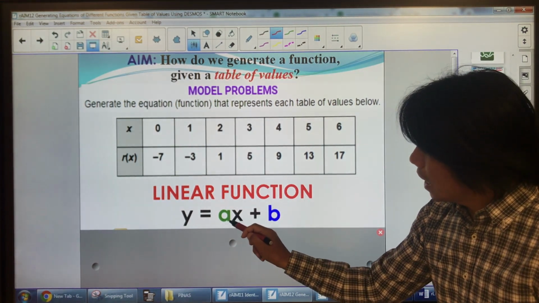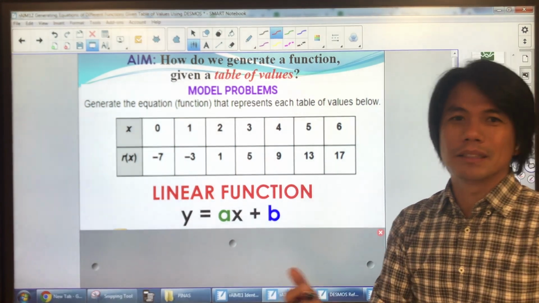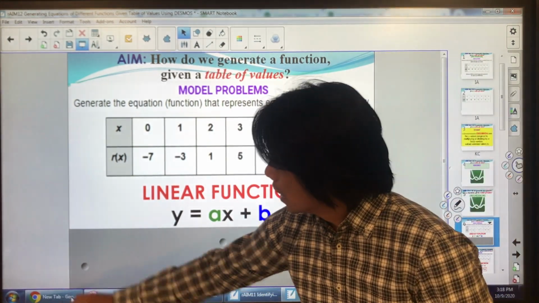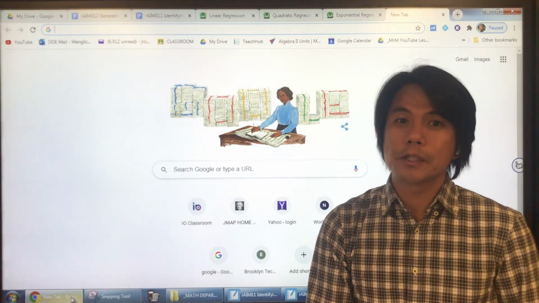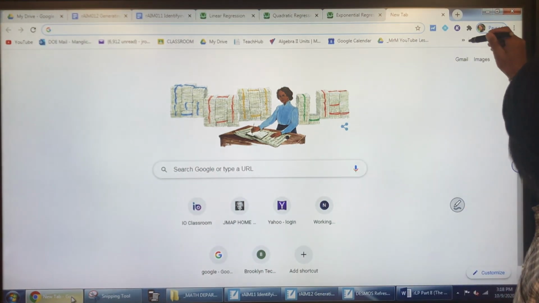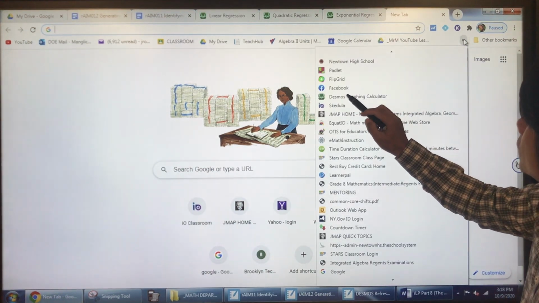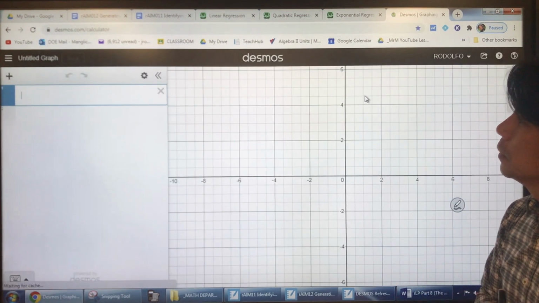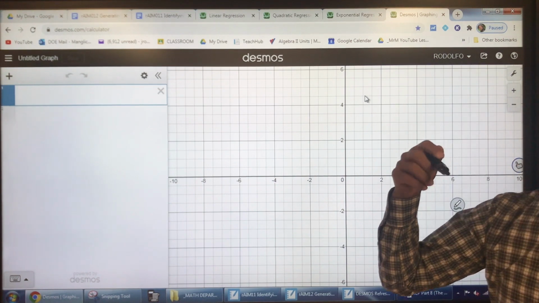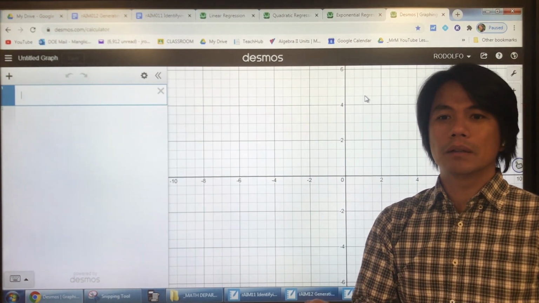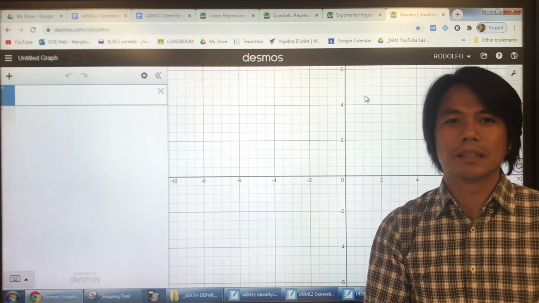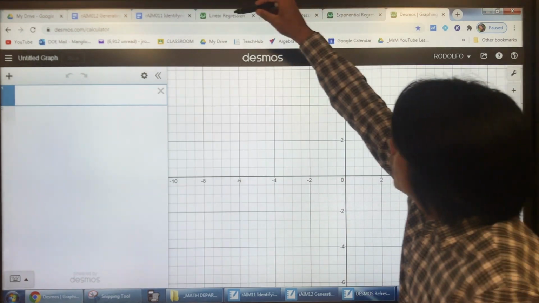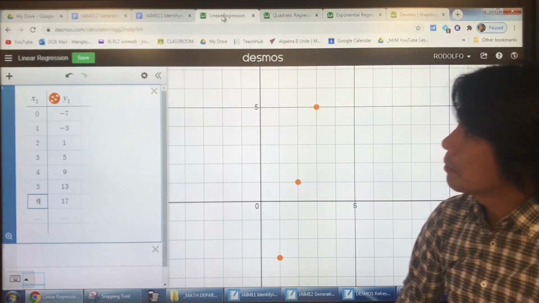But this time I'm going to use a for m. It doesn't matter, they are just variables. Let's go over this. What I want you to do is to open Desmos. It's already on my favorites, so I'll just click Desmos graphing calculator and it gives you Desmos. Be sure to log in if you don't have an account. Make sure you sign up so that you can save your work. In fact, I already saved my linear regression right there.